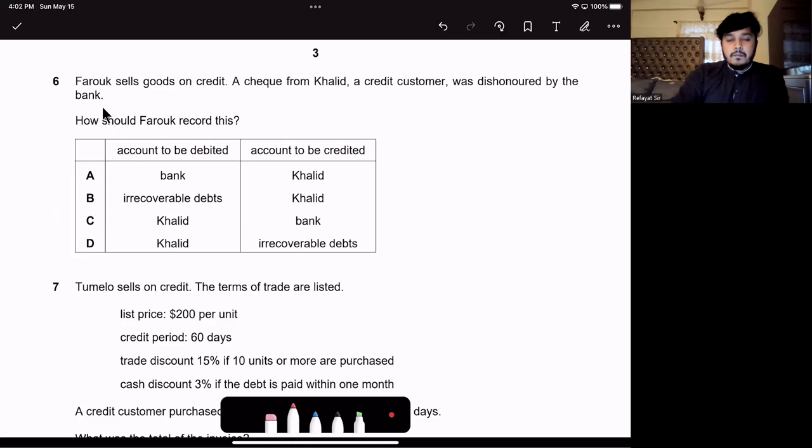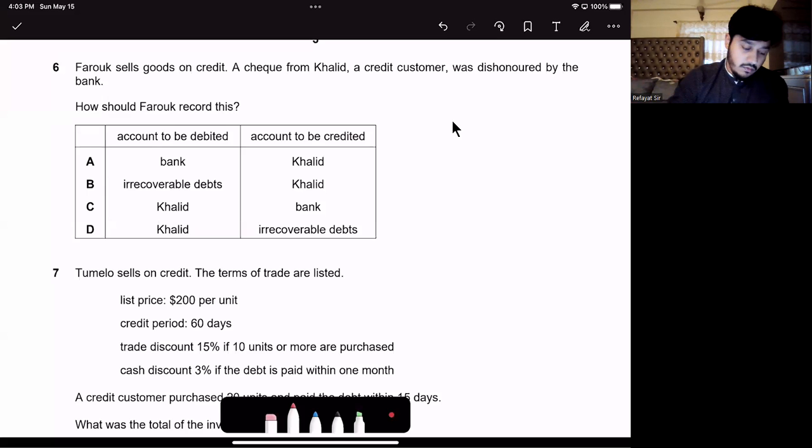Number 6. Farooq sells goods on credit. Sorry, there was a disruption with my equipment. Let's start again. Farooq sells goods on credit. A check from Khalid, a credit customer, was dishonored by the bank. How should Farooq record this?